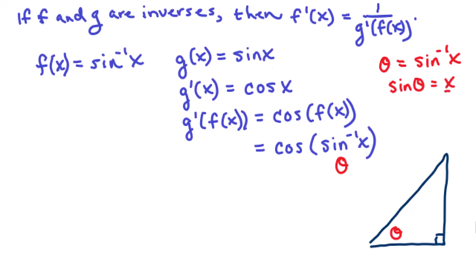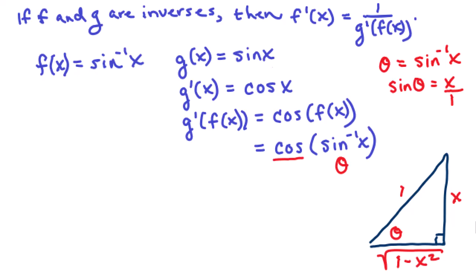And we can write x as a fraction. We can write it as x over 1. And then we recall that in a right triangle, the sine of theta is the opposite side over the hypotenuse. So I'm going to label the opposite side as x and the hypotenuse as 1. Then we can determine the length of the adjacent side using the Pythagorean theorem. We know that this leg squared plus x squared is going to equal 1 squared. So that means that the adjacent side is the square root of 1 minus x squared.